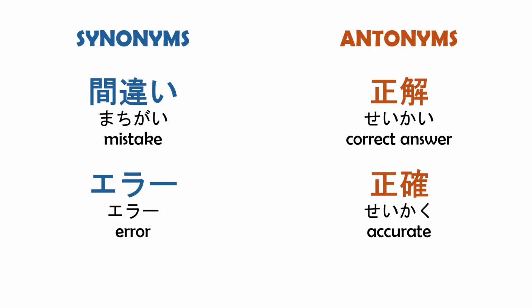The most common antonyms of the word ayamari are seikai and seikaku. Seikai refers to the correct answer or solution, often applied in academic or testing contexts. Seikaku indicates accuracy or correctness, often contrasting with errors or mistakes found in ayamari.